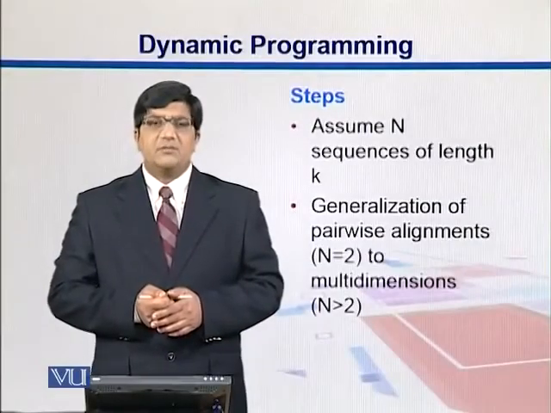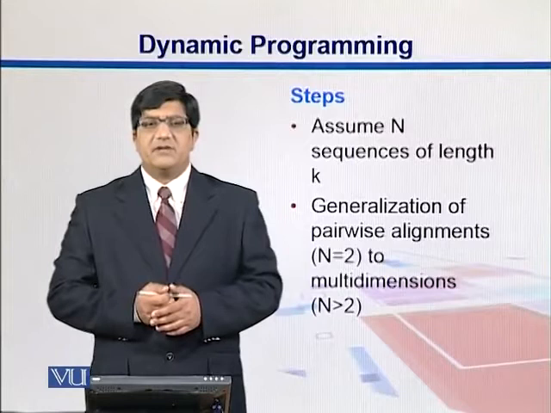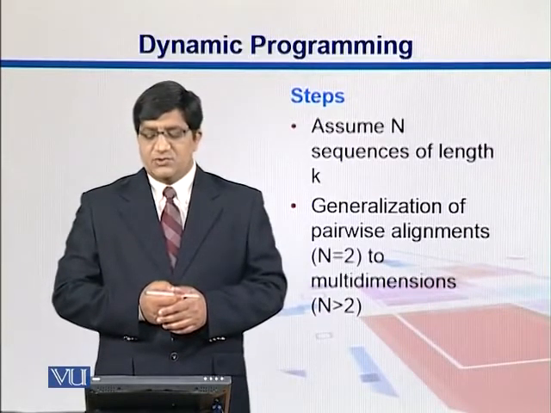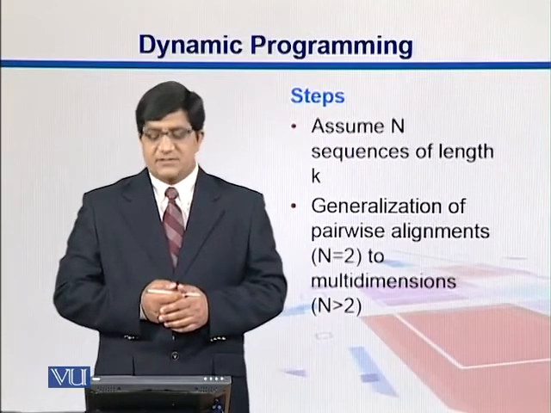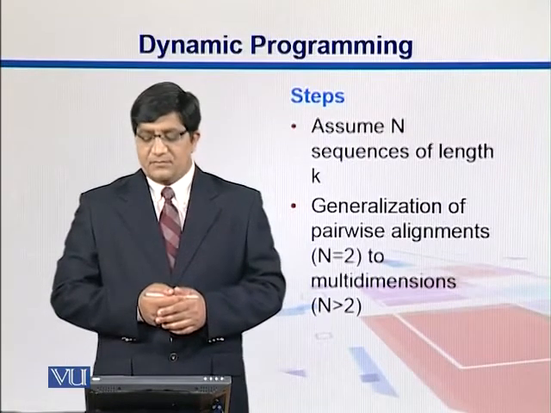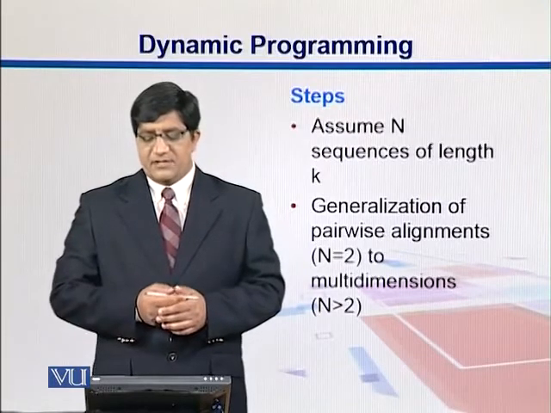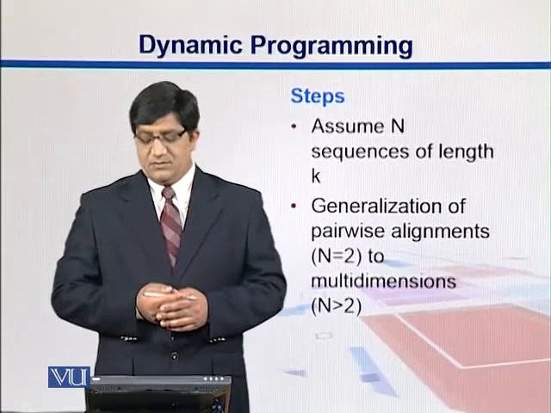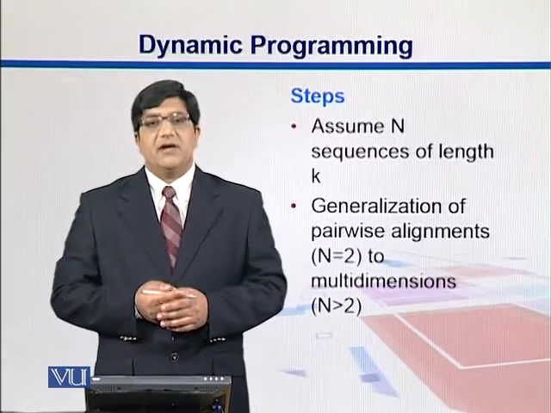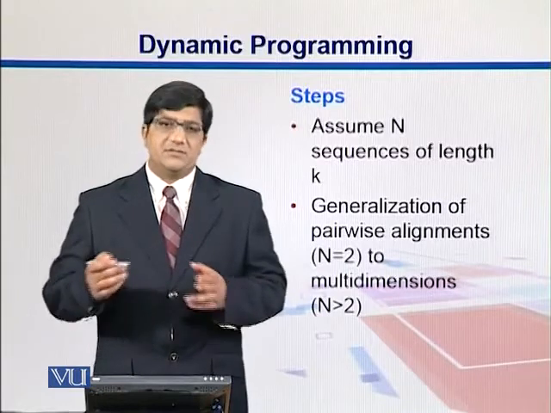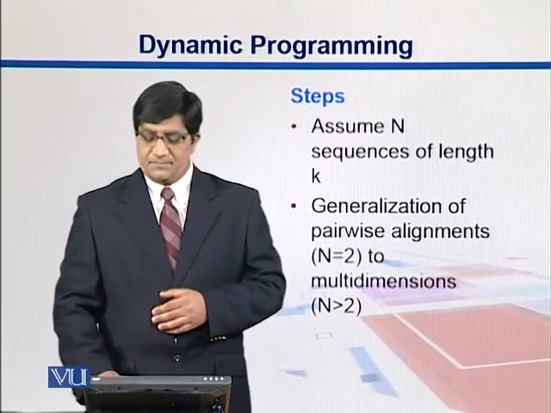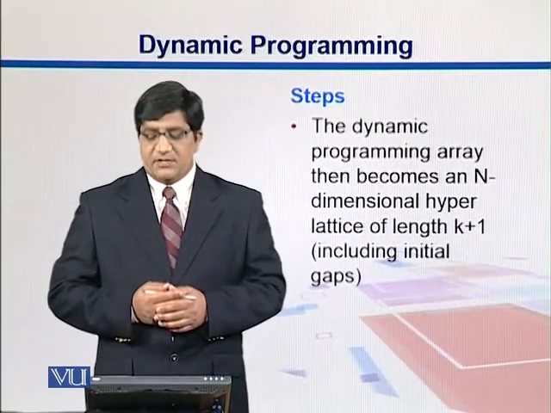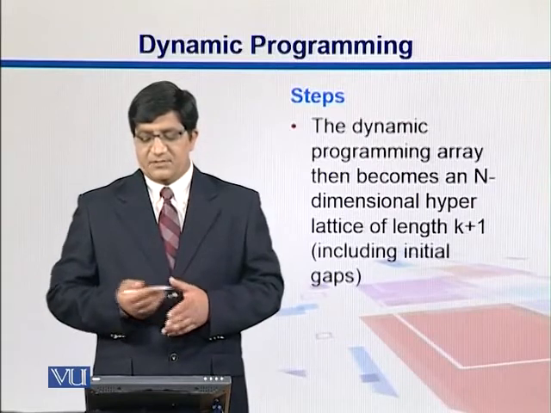So the dynamic programming approach that we used earlier for pairwise sequence alignment can be extended for multiple sequences. We assume we have n sequences and their length is k in this example. Basically it's a generalization of pairwise alignments, where n was equal to 2, to more than 2. Normally when we add more sequences, we add more dimensions into our matrix. Here the dynamic programming array is then n-dimensional, and it becomes a hyperlattice.